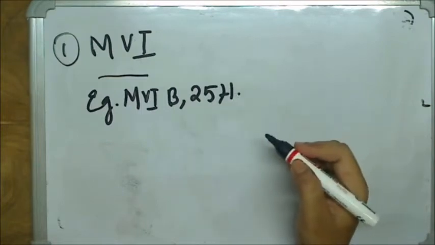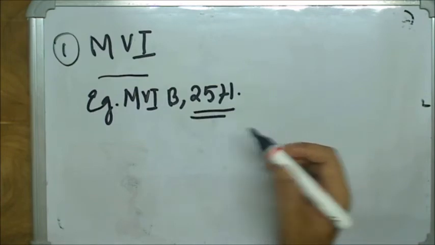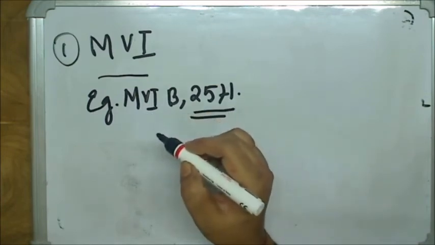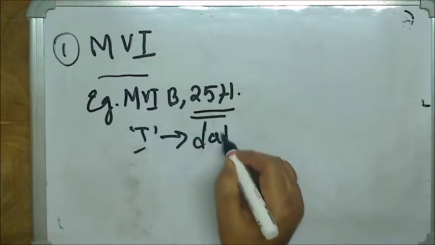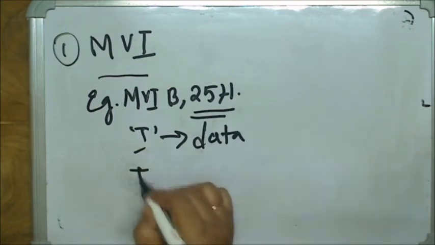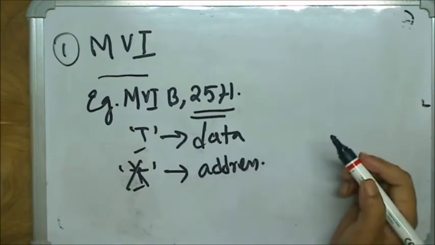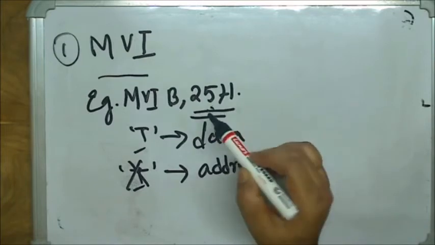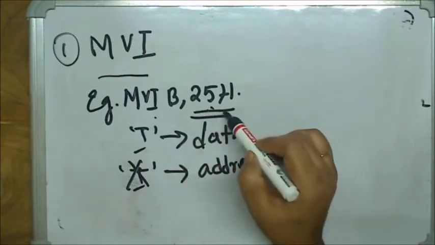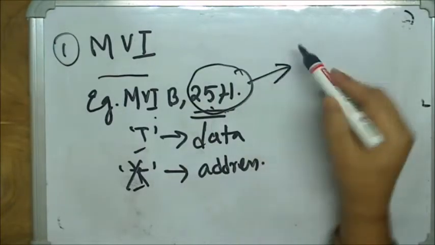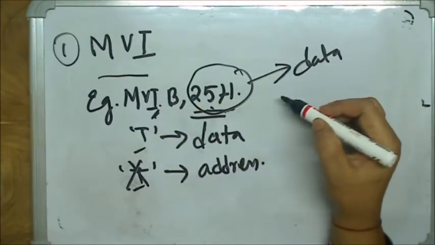25H. Now in any instruction, if you see a number, you look for an I in the instruction. If there is an I, the number is data. If there is no I, then the number is an address. We have already discussed this. Here the number 25H is given, and there is an I in the instruction, yes or no? Of course, yes. So this 25H is data, since there is an I in the instruction MVI.